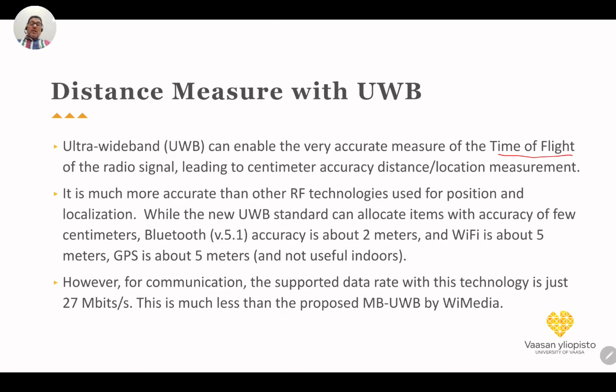If we compare this ultra wideband standard for localization and positioning, which is included in new mobile phones, with other technologies, for example with Bluetooth 5.1, the accuracy is between 1 meter and 5 meters. So on average, it is about 2 meters accuracy. And with Wi-Fi technology, the accuracy can be up to 5 meters. GPS is not that applicable indoors, but the error can be within 5 meters. However, with ultra wideband, as we mentioned, it can be a few centimeters, and sometimes even a fraction of a centimeter.